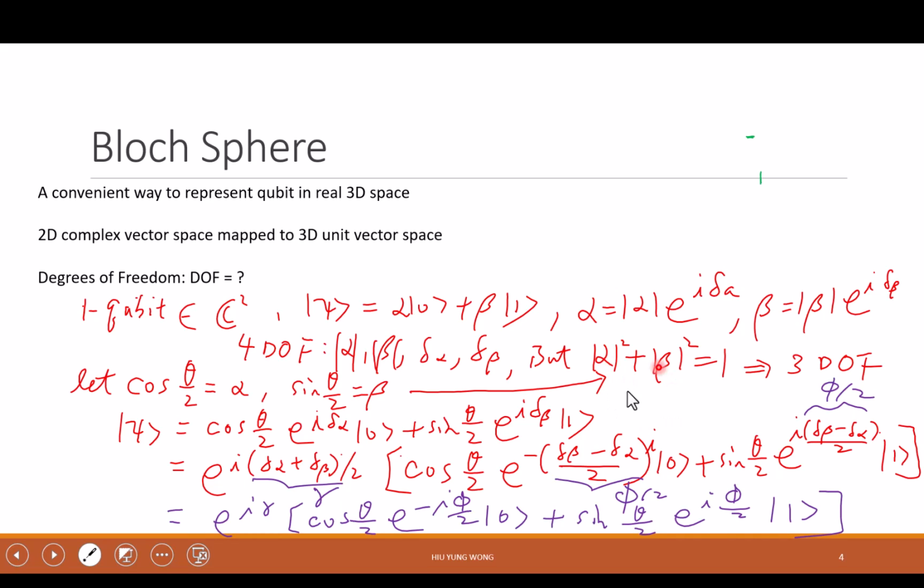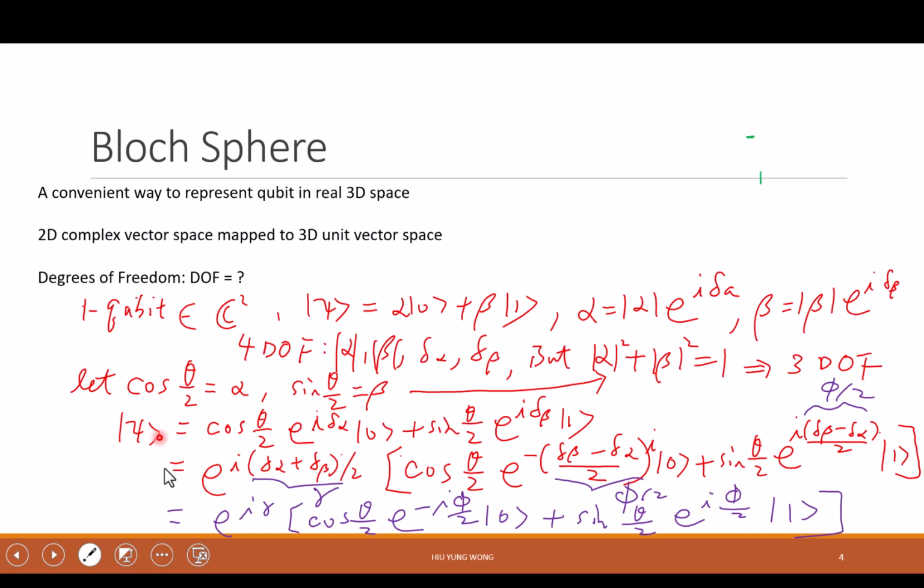Okay? Now, if they sum to be 1, then without loss of generality, I can just assume that alpha equal to cosine theta divided by 2 and beta equal to sine theta divided by 2. Because this square of cosine plus square of sine equal to 1. Okay? And of course, I need to take out a phase, right? But that is combined later to other place.